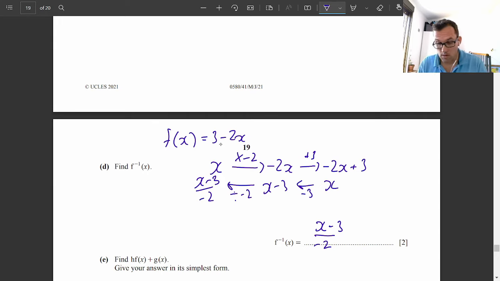Okay, another way to do this would be to set it equal to y and rearrange to make x the subject. So that means we do y minus 3 equals negative 2x, then divide.